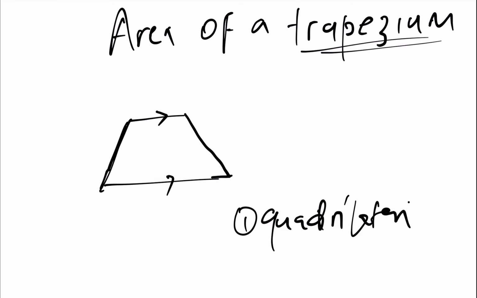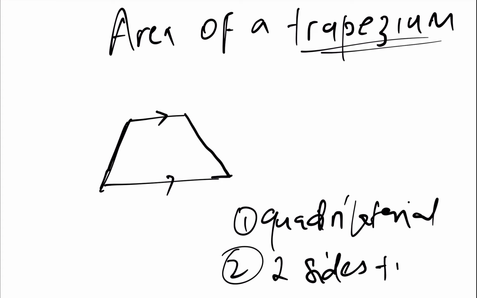By quadrilateral, I mean it has 4 sides, as you can see. I've just drawn it here. Another thing to note is that 2 sides are parallel. By parallel, it means they cannot meet. I've shown this with these arrows here. These sides are parallel, so only 2 sides are parallel.